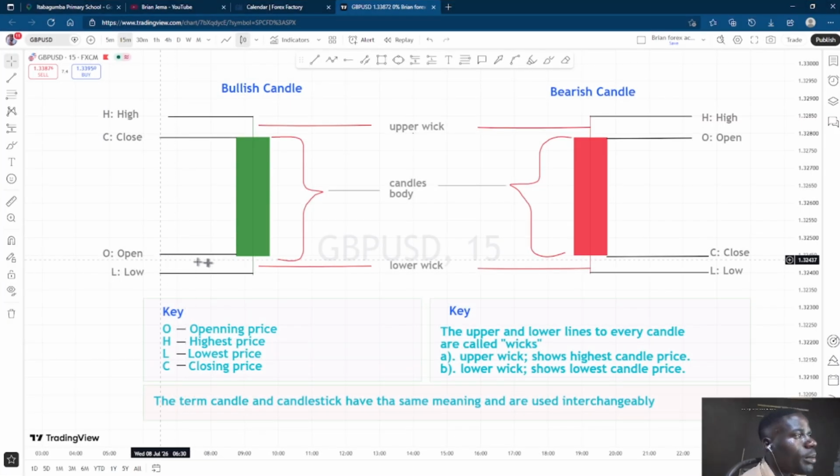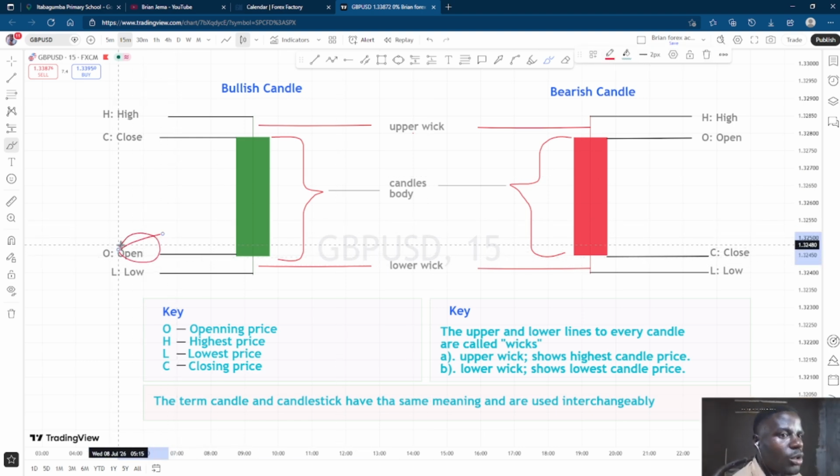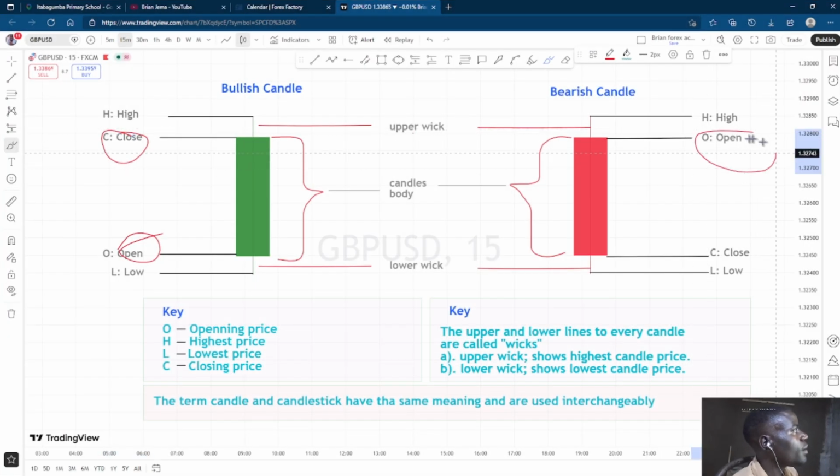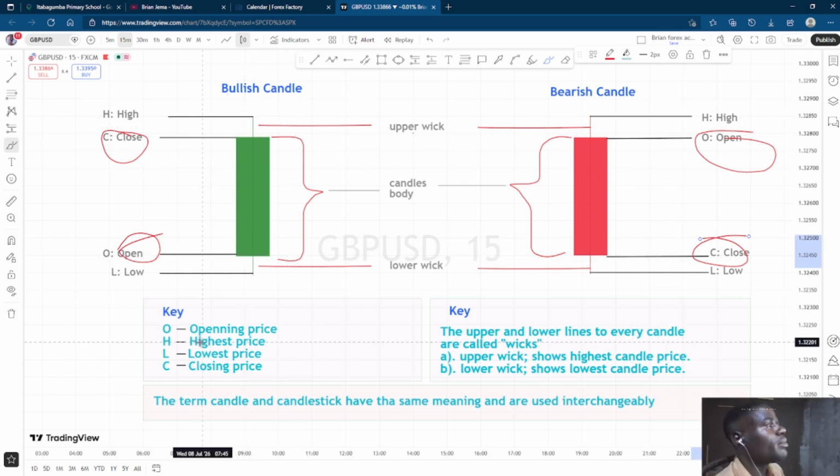So it means the opening price, which is here, of the bullish candle is always below its closing price, which is here, and the opening price of the bearish candle is always above its closing price. If the opening price is at the bottom of its closing price, then that is what we call a bullish candle, and the bearish candle is the vice versa of the bullish candle.